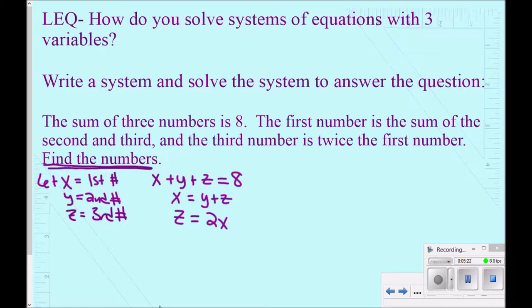Now, looking at this system, we do have 3 equations, but each equation does not have 3 variables. So it's a little bit different than yesterday when we solved systems of equations, 3 equations with 3 variables each. Remember the approach we took there. We paired up, eliminated, and eliminated a third time. I don't think we're going to have to do that here because we don't have 3 variables in each of the 3 equations. So instead of pairing up and using elimination, I believe we can use substitution here.